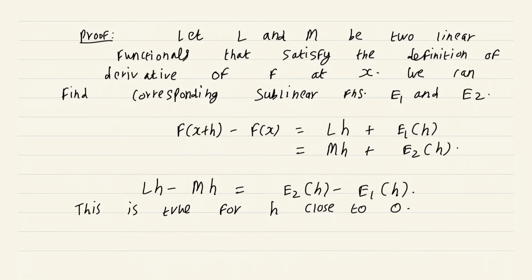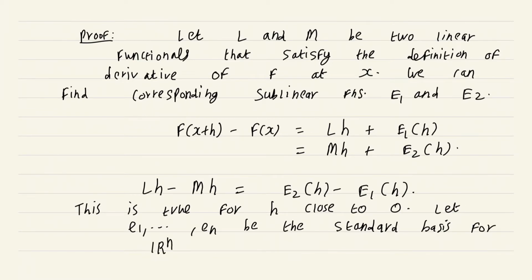Now let e1 to en be the standard basis for Rn. We want to show that Le_i equals Me_i. That will show that L equals M, because a linear functional is completely determined by its behavior on a standard basis. Now x plus e1, x plus e2 and so on may not be in U.